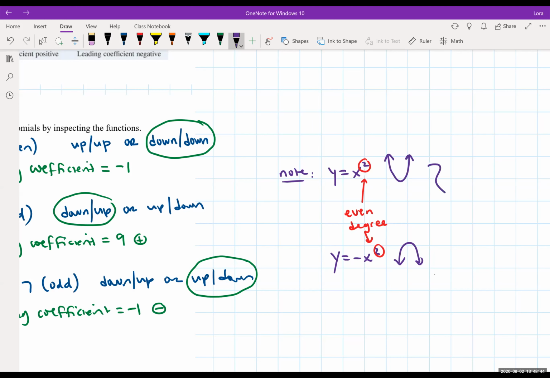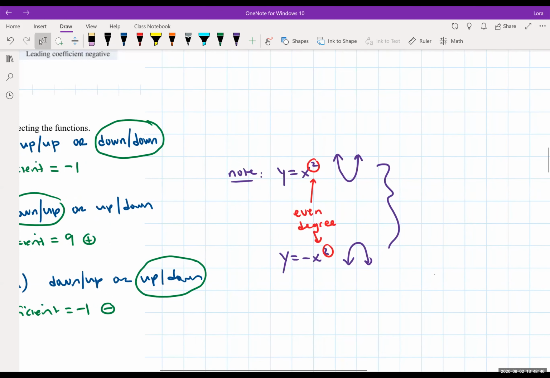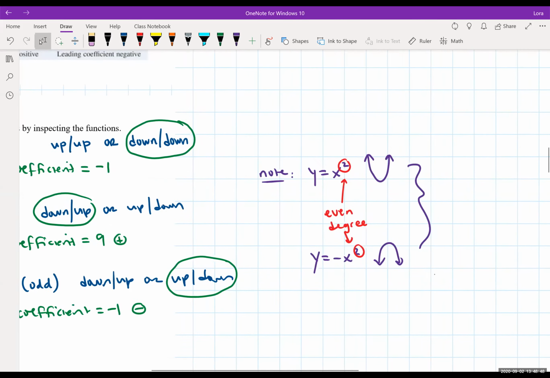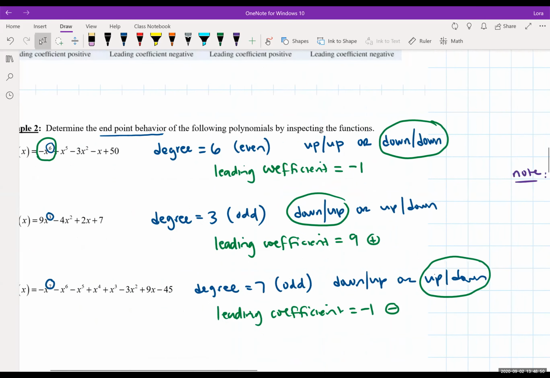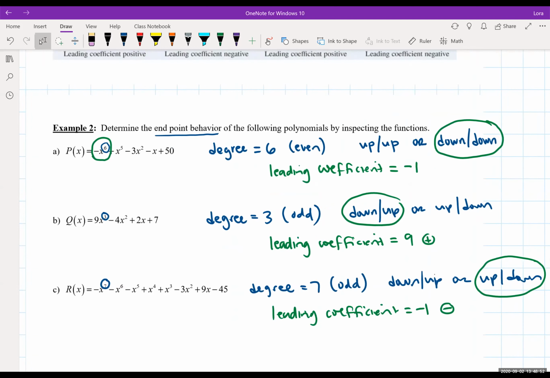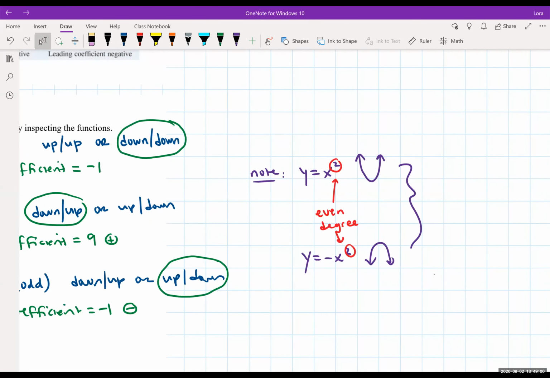So with this sort of idea, if you were to look back at part A, that's x to the 6th, we could use this as a mini shortcut and say, okay, at least with even degrees, I know that the directions are always the same. It's either up, up, or down, down.